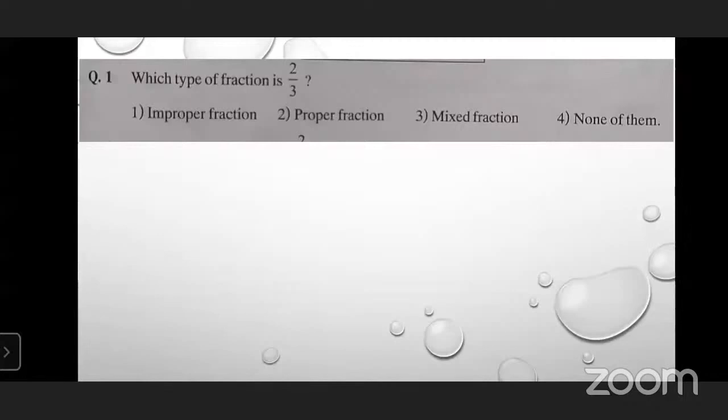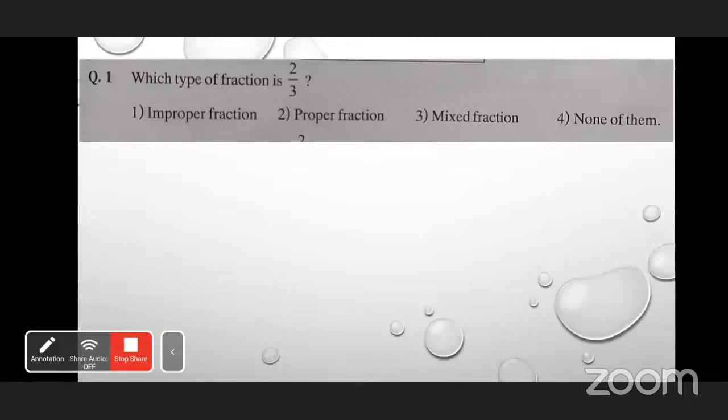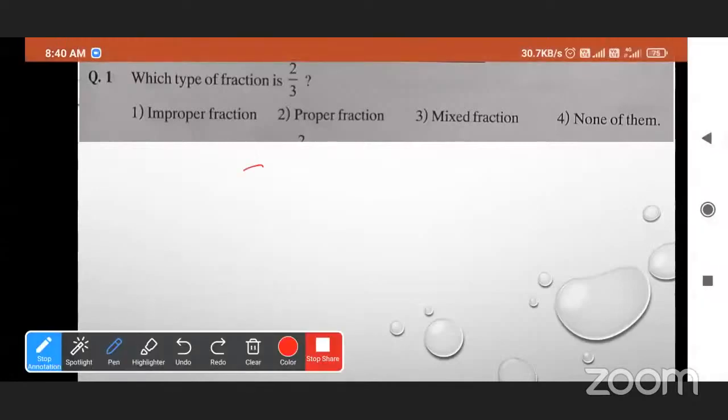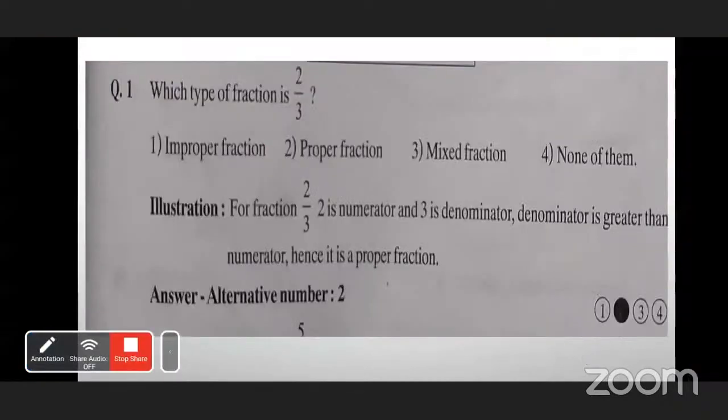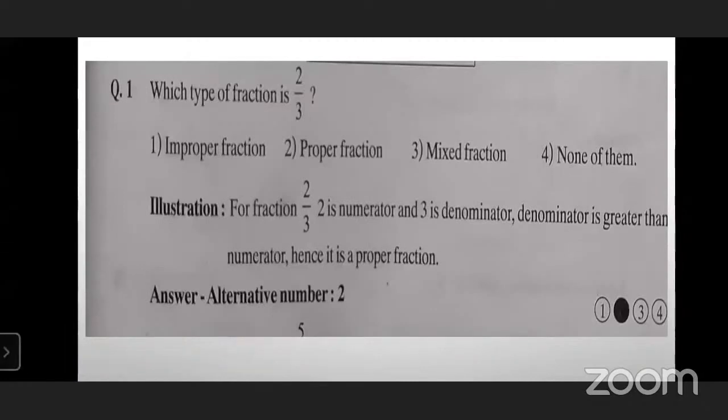Proper fraction. Why? Because the numerator is smaller than the denominator. Very good. So the second one is right. Here, for the fraction 2 upon 3, 2 is the numerator and 3 is the denominator. The denominator is greater than the numerator. Hence it is a proper fraction. Very good.